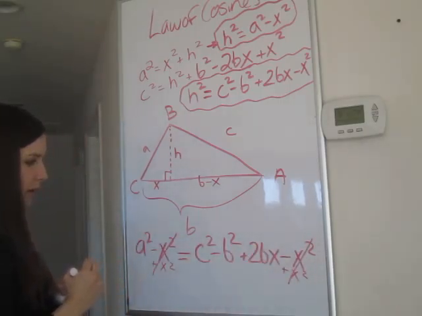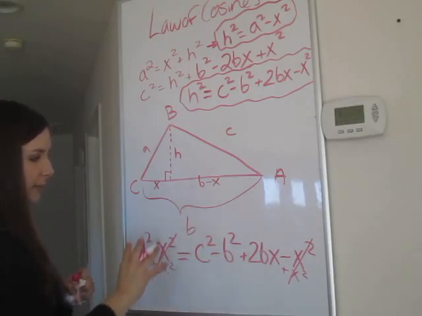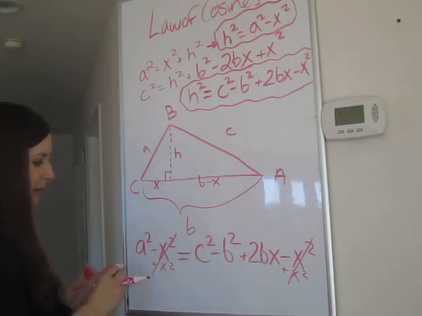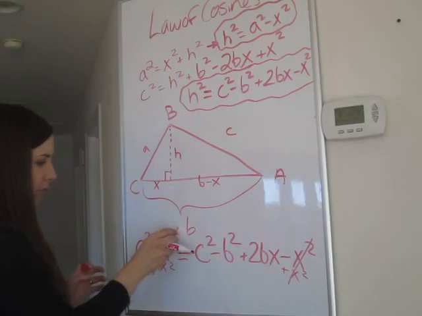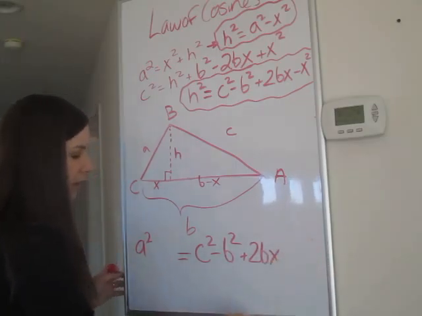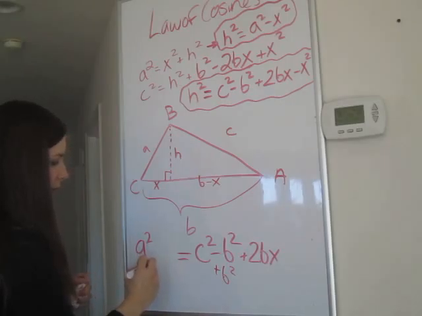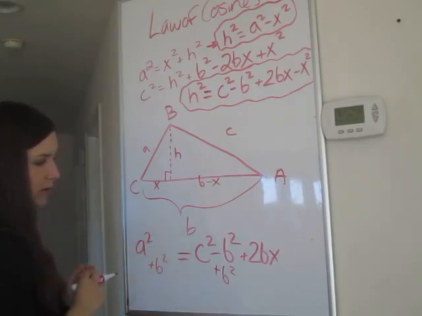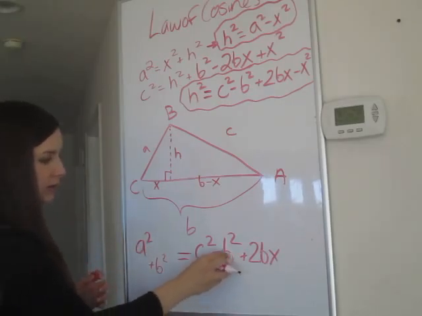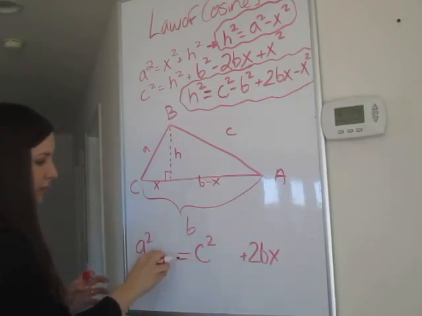Okay, and then let's see what else I want to do. I'm going to move some things around here just to make things a little bit more workable. So that's gone now, and so is this. Okay, I'm going to add b squared over here. So this is gone, and this now says a squared plus b squared.